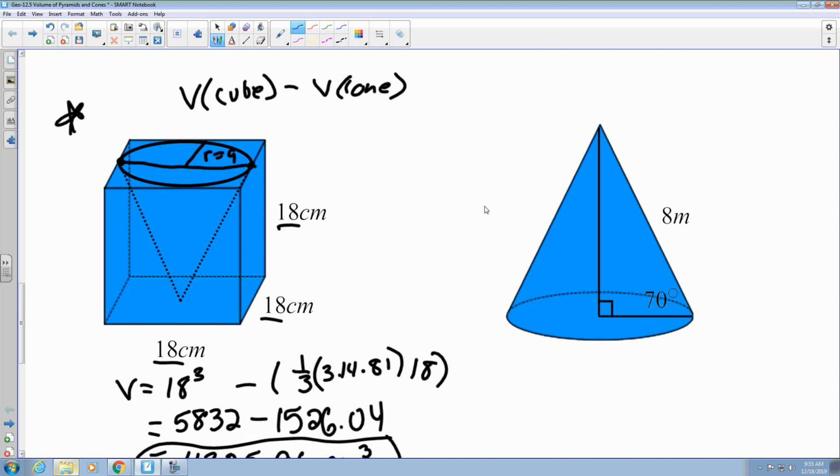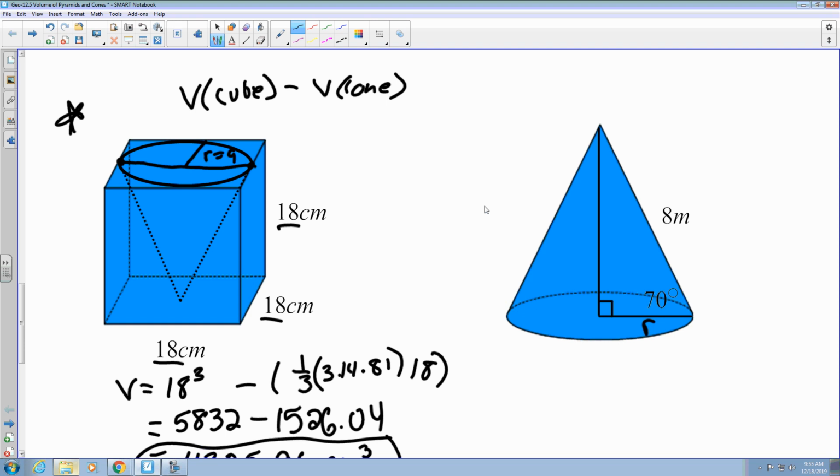Over here we have a right cone. The issue that we have at the moment is they don't tell us what R is. They don't tell us what the radius is from the base of this cone. But we have all the information we need in order to find it. So they're telling us that this angle from the base to the vertex is 70 degrees, and then they're telling us that the slant height is 8 meters.